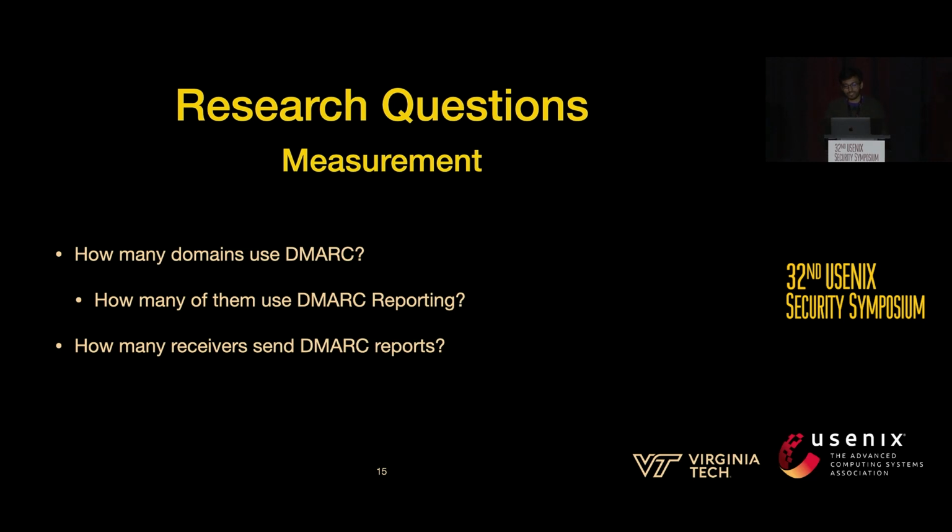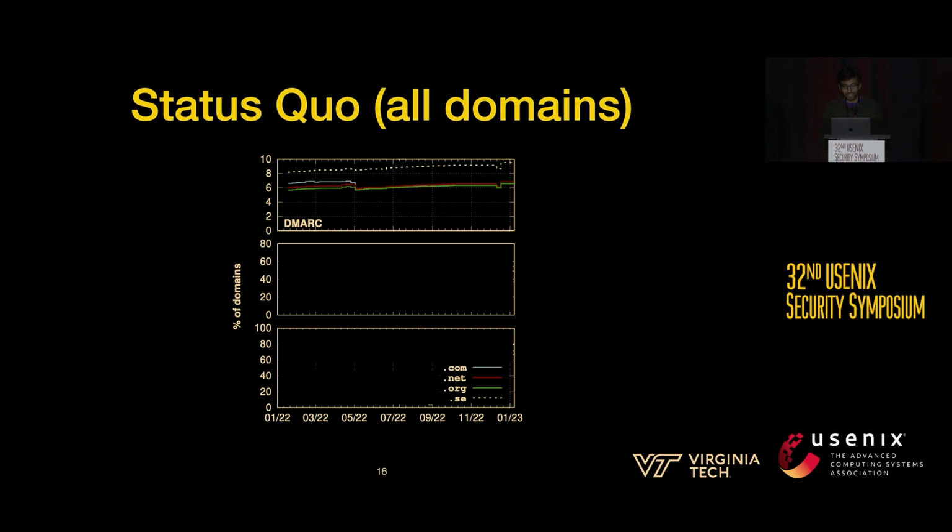Now, from this background discussion, the research questions from a measurement point of view that we've addressed are: how many domains use DMARC, how many of them use DMARC reporting, and how many receivers send DMARC reports. So let's see some of the results from a measurement dataset that we collected over a year for all the domains under the .com, .net, .org, and .ac zones.